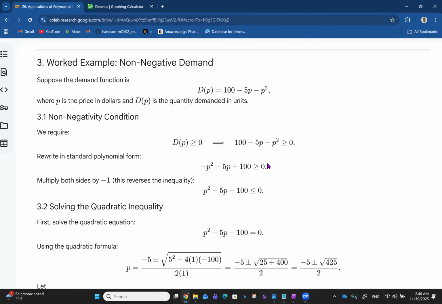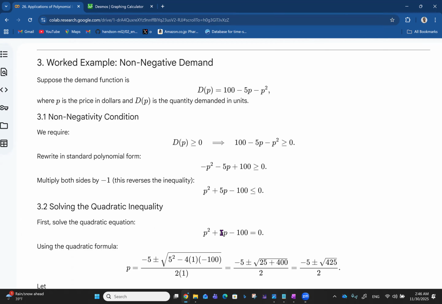So we have to rewrite in standard form, like we learned in previous videos. So we write a standard polynomial form: minus P squared minus 5P plus 100 greater than or equal to 0. Multiply both sides by minus 1. This reverses the inequality. So you now have P squared plus 5P minus 100 less than or equal to 0. Then you can solve the quadratic inequality.